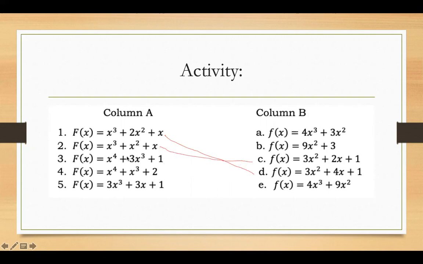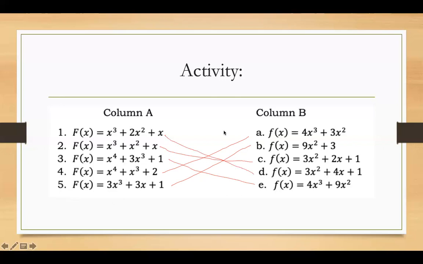Let's proceed to number 3. This will be 4x cubed, this will be 9x squared, and 1 will be 0. So that will be 4x cubed plus 9x squared, which matches letter E. Afterwards, let's proceed to number 4. This becomes 4x cubed, and this becomes 3x squared. I think you'll agree with me that we will match it to letter A. For the last one, we have 9x squared plus 3, and 1 will be 0. So this will be matched to letter B. So what we were doing earlier is basically solving for the derivatives of column A and matching them to column B.